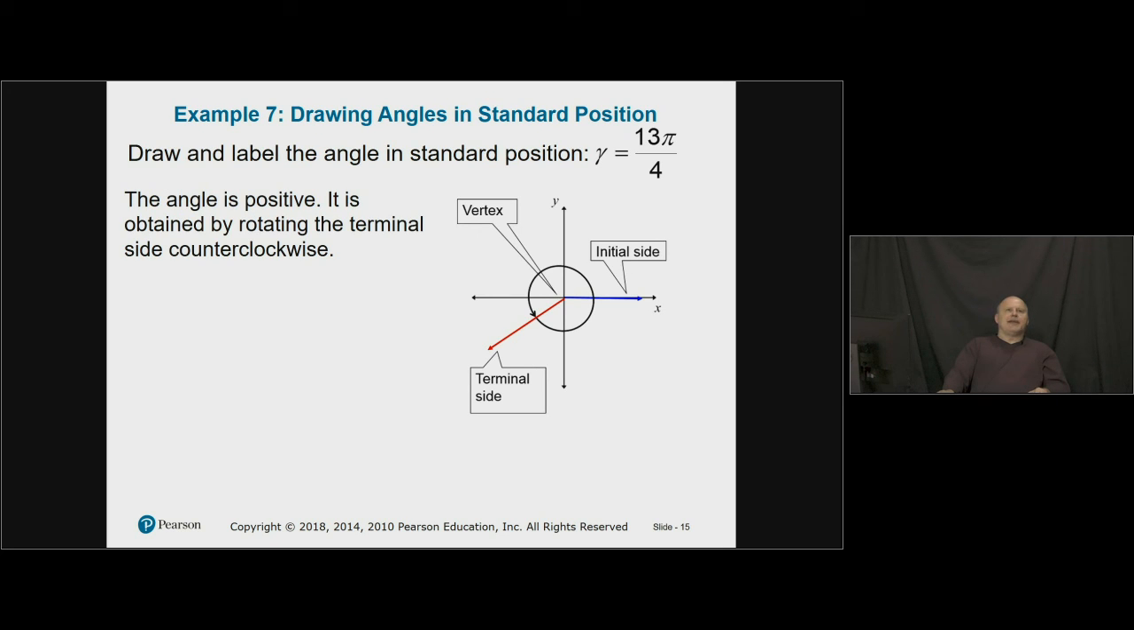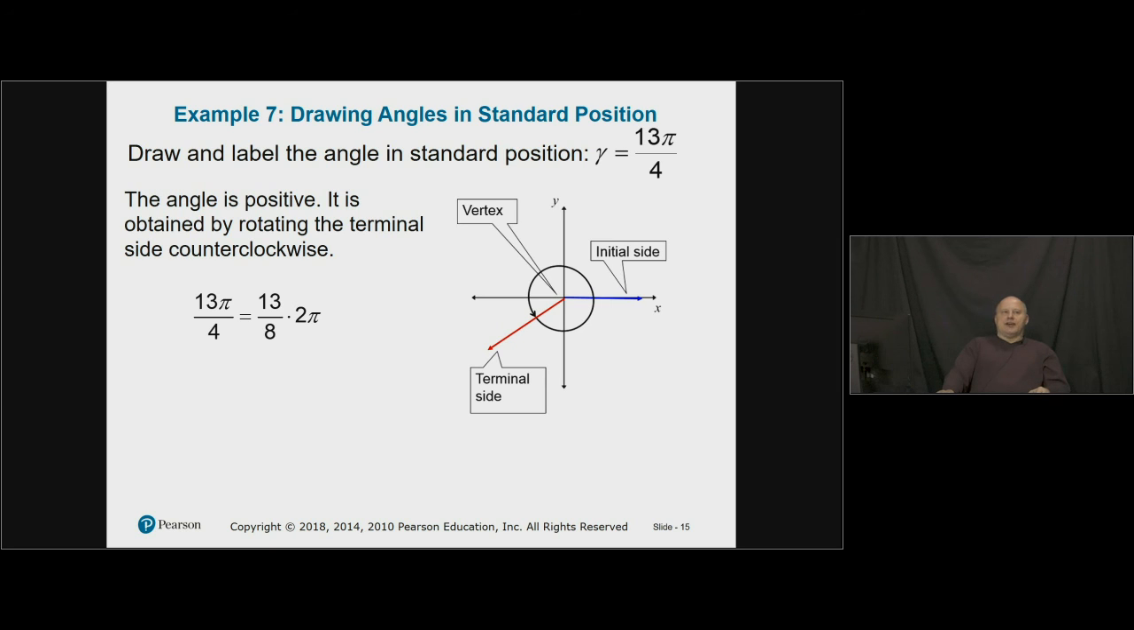Draw and label the angle in standard position of 13 pi over 4. Okay, notice where it's located. The angle is positive. It is obtained by rotating the terminal side counterclockwise. So remember, 13 pi over 4 is the same thing as 13/8 times 2 pi. Why again? 13/8 times 2 would be 26 over 8, but that reduces to 13 over 4.